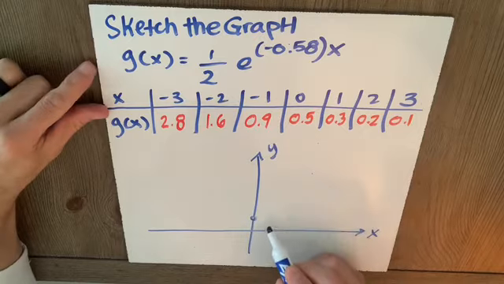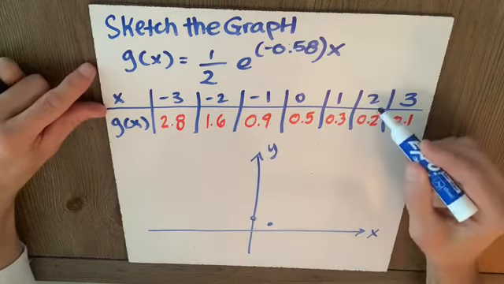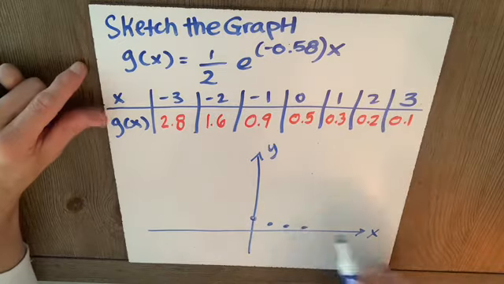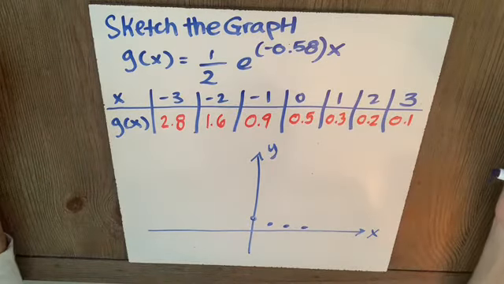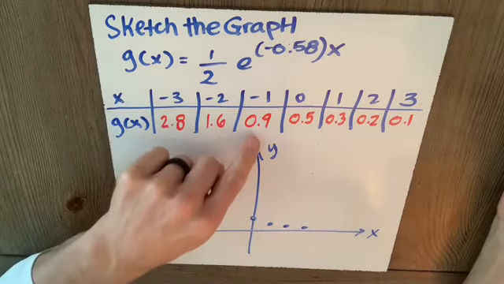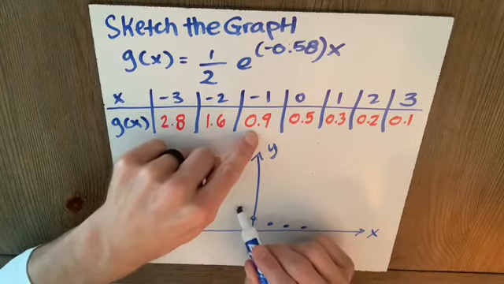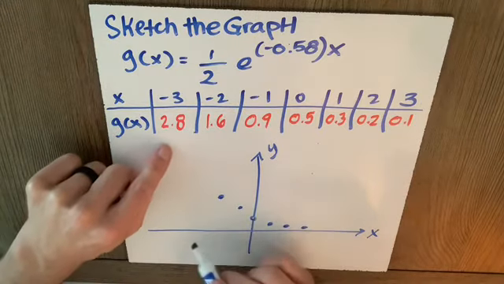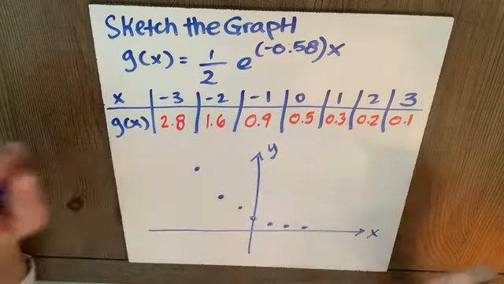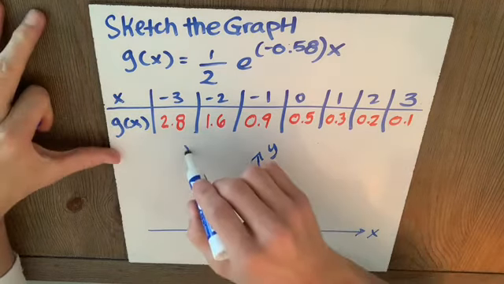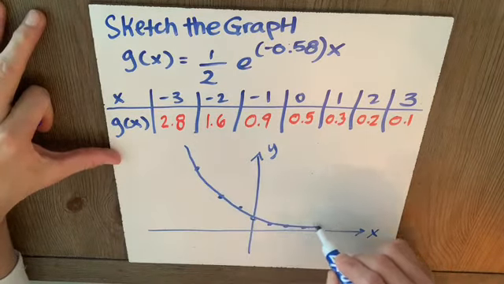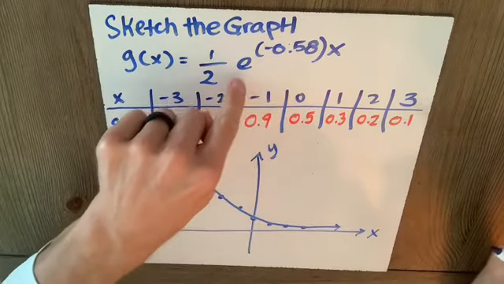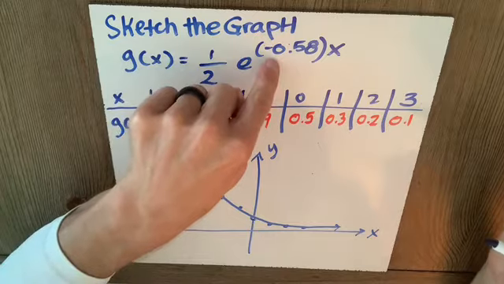At 1, I'm at 0.3. At 2, I'm at 0.2. And at 3, I'm at 0.1. Now, I rounded these values to 1 decimal place. You certainly could do better than I could. At -1, I'm going to be up a little higher at 0.9. At -2, I'm up a little higher at 1.6. And at -3, I'm all the way up at 2.8. And so you do see this nice exponential decay curve, just what I anticipated by looking at a base greater than 1 and a negative exponent here.